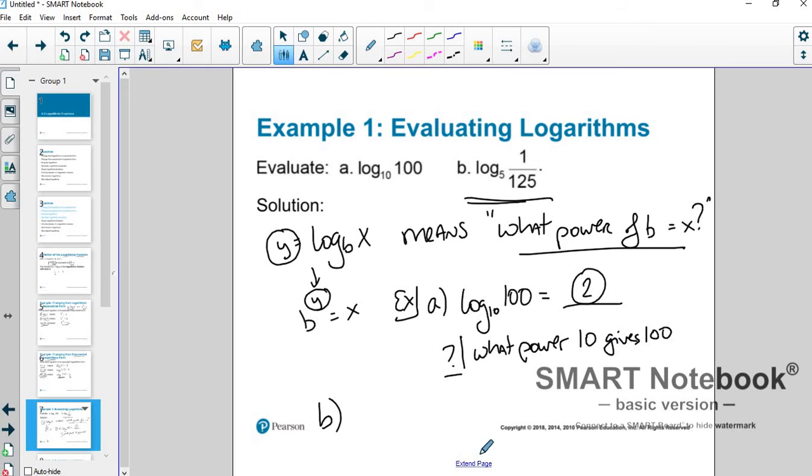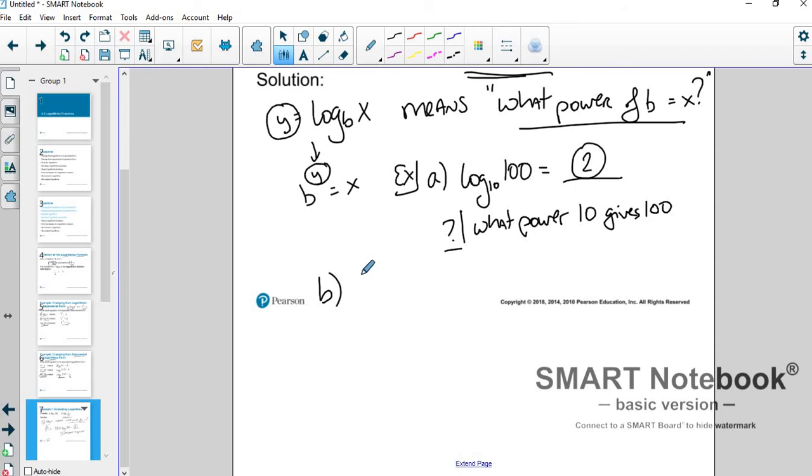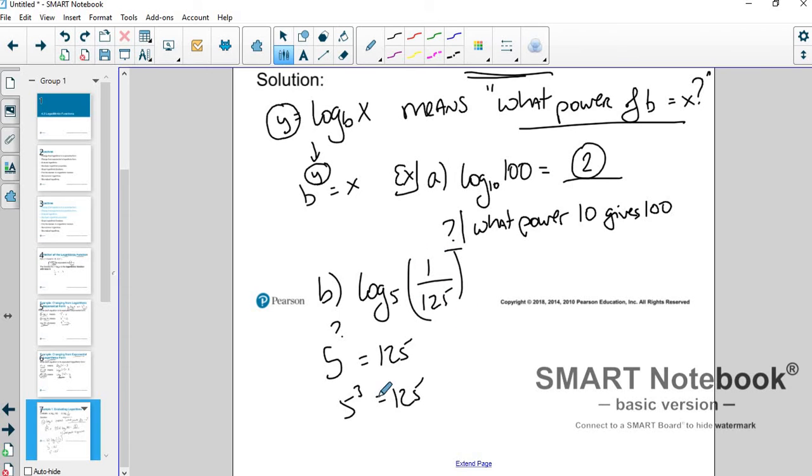Okay, for B, what we have is log base 5 of 1 over 125. Well, how are they related? 5 to what power is 125? 5 to the third power. But how do I get it to be flipped upside down, right? The negative power is what flips upside down. So this is equal to negative 3. And the reason is because what power of 5 gives you 1 over 125?